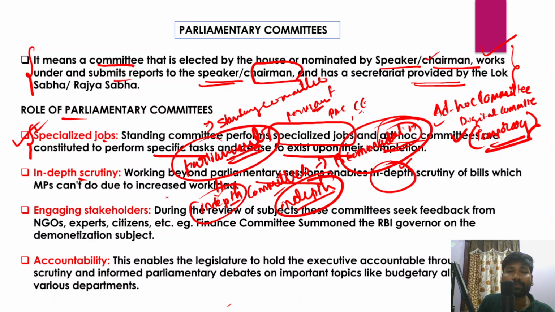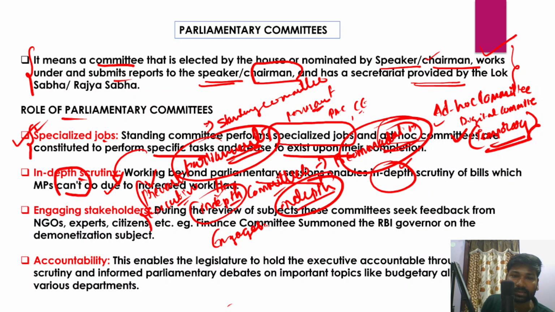In-depth scrutiny of these bills is very, very important to prevent executive arbitrariness. Therefore, keeping this in mind, along with the increasing workload of the parliament, the parliamentary committees assist the parliament in doing the in-depth scrutiny of the bills and also suggesting various recommendations. They also engage stakeholders.